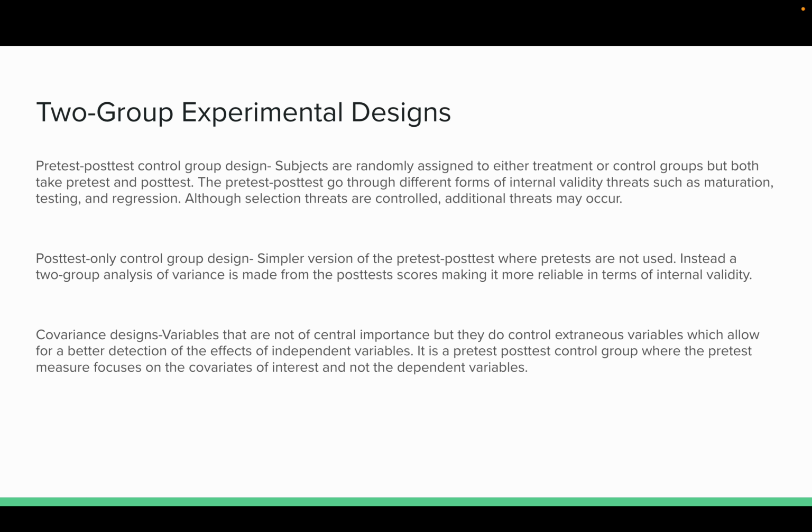Covariance designs. Covariates are variables that are not of central importance, but they do control extraneous variables, which allows for a better detection of the effects of independent variables. It is a pretest, post-test control group design where the pretest measures focus on the covariates of interest and not the dependent variables.